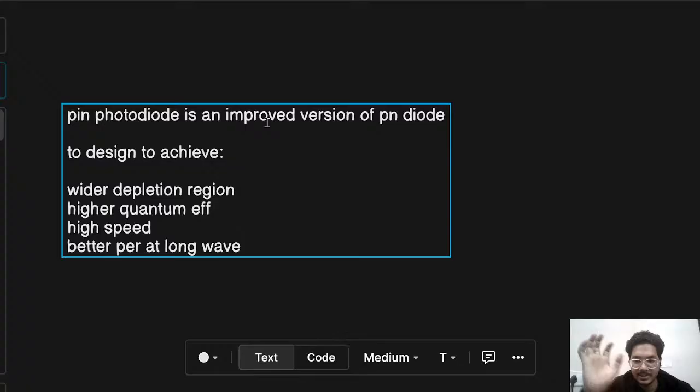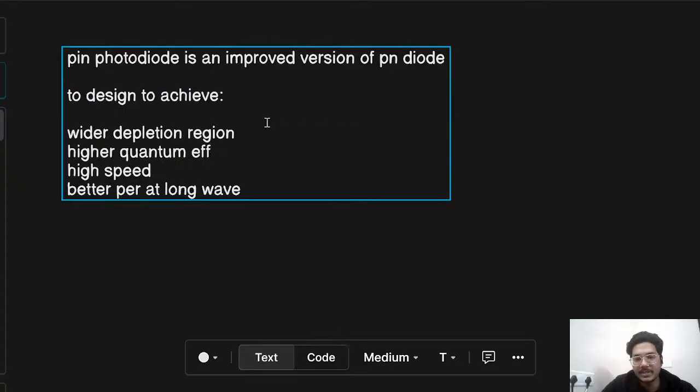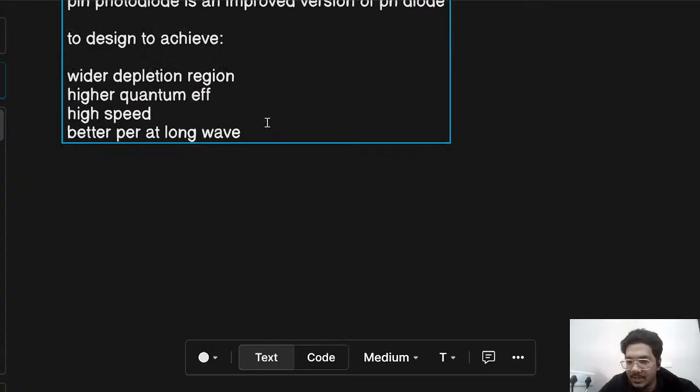So why is the PIN diode structure needed? At long wavelengths, like 1.3 micrometer, the photons penetrate deeper inside the semiconductor material. A wider depletion region is needed to absorb them effectively. In a normal PN diode, widening the depletion region is limited by the doping level.